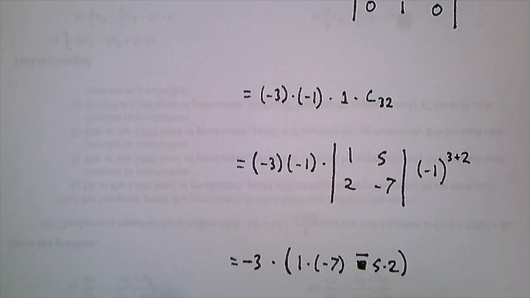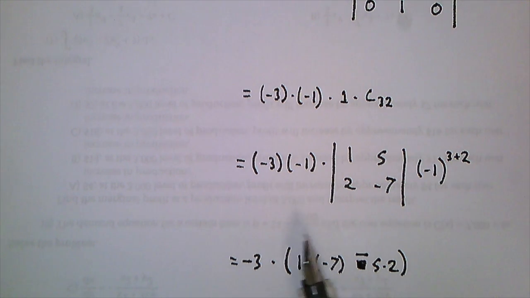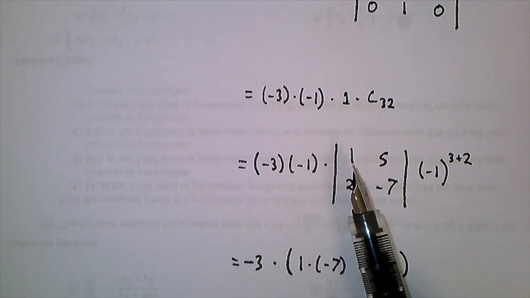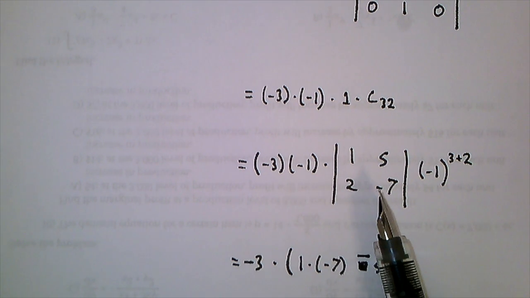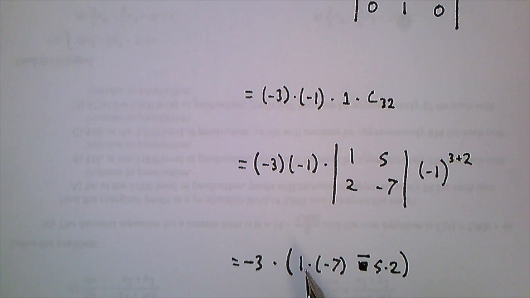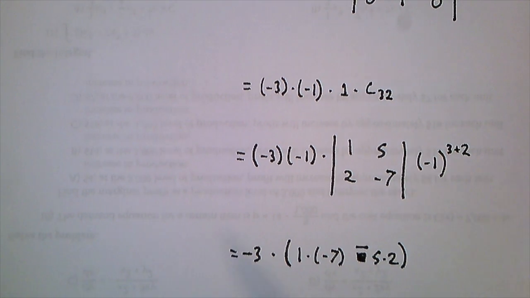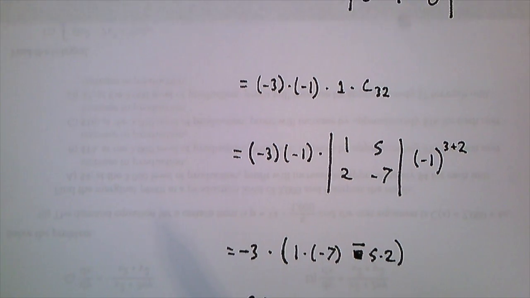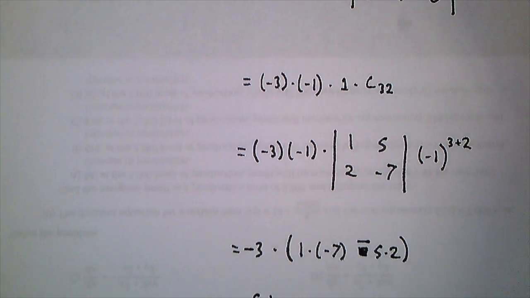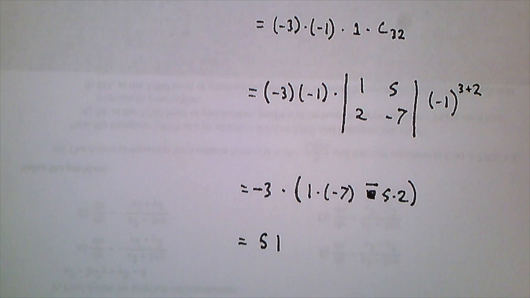So working through that, we have minus 3 times minus 1 times minus 1. Overall, that gives us a minus 3. Then we need to do the 2 by 2 determinant, so multiply 1 and minus 7, and then subtract the product of 5 and 2. So this gives us minus 7, minus 10, and then working through minus 3 times minus 17. Overall, we get 51 for our determinant.